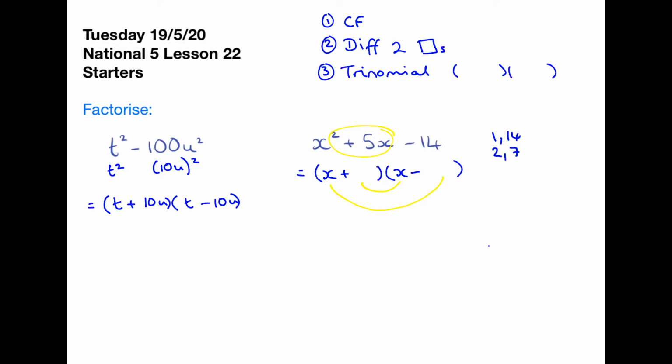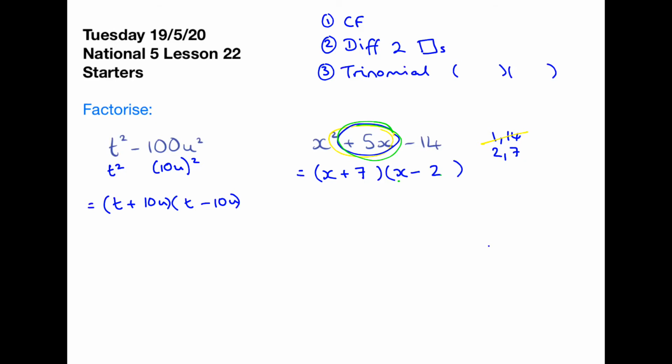Okay, so looking at 1 and 14, we can't make 5 out of 1 and 14, so it's not going to be that pair. So it's got to be the 2 and the 7. And we want to make plus 5x, which means that the bigger number has to go with the plus. So we need a 7 there and a 2 there. And if we just multiply out those two bits and check, then 7 times x is 7x. X times negative 2 is negative 2x. And 7x take away 2x gives us the plus 5x. So that's our correct answer there, x plus 7 times x minus 2.